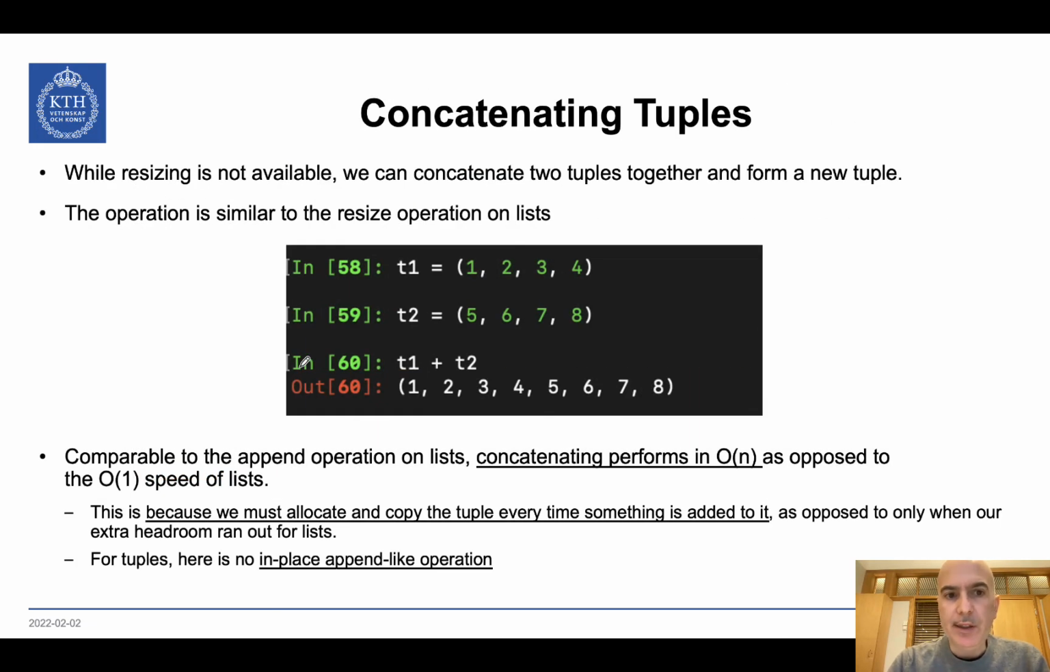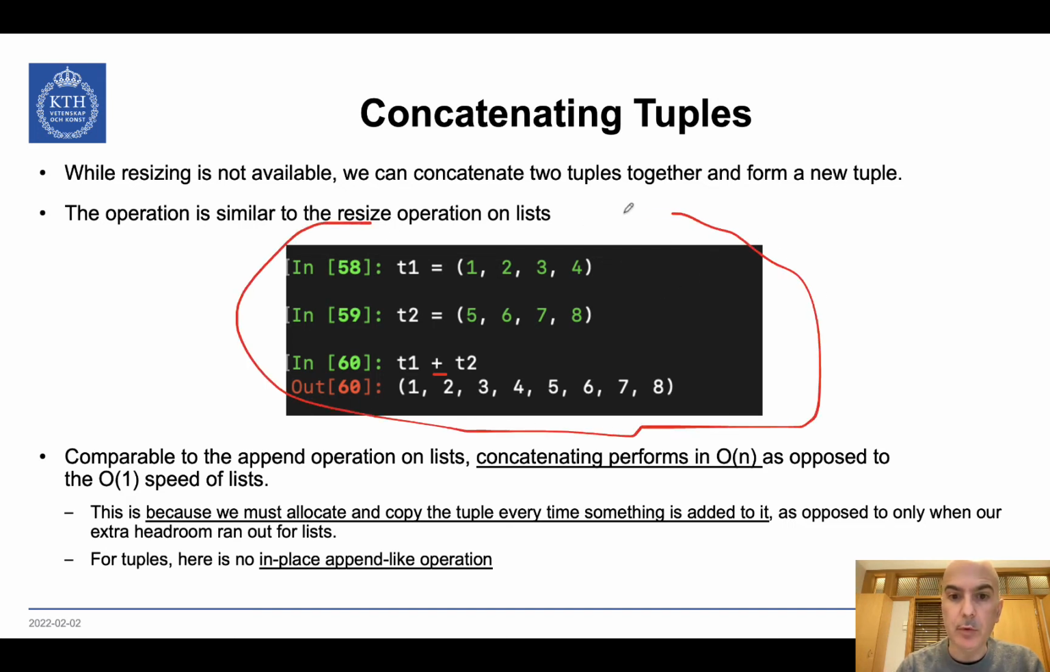It's true that resizing is not available, so we cannot append, but what we can do is concatenate two tuples together and form a new tuple. This operation is similar to the resize operation, and we are going to use the plus operation. In this slide, we have T1 and T2, which are two tuples. We do this plus operation, concatenating the two tuples, and we obtain a tuple that is the combination of the first tuple plus the second tuple.